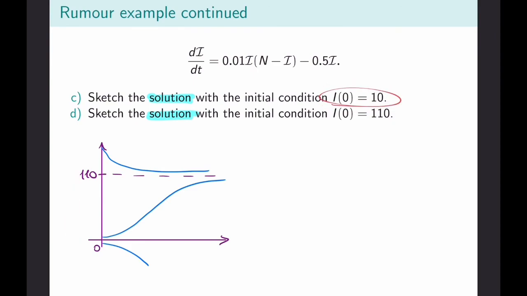So I'm going to sketch this in red, not to scale. Let's say 10 is here. This will follow my most general solution of the logistic growth equation. The second part is asking to sketch the solution with the initial condition 110. If I start at 110, this being an equilibrium, it means I will always stay at 110. I will never be able to leave it because it is in fact itself a steady state. So my solution curve here will simply be a horizontal line at 110.